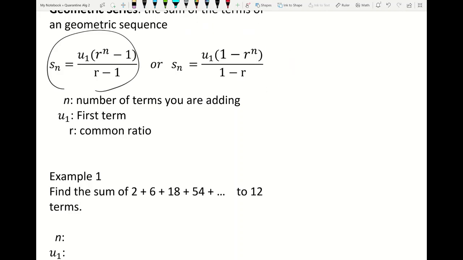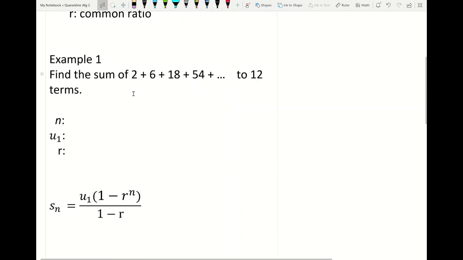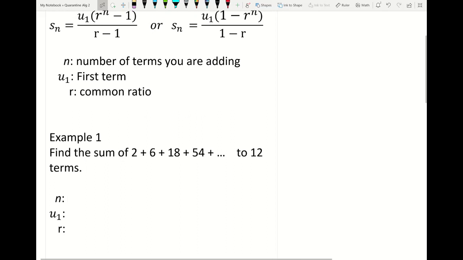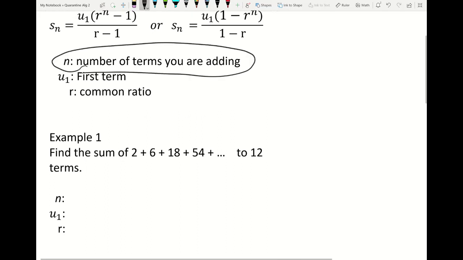So let's just dive into example number 1. First, for this question, we need to identify N, U1, and R. Now, can you tell me what N is? Let's go back right here. N is the number of terms you're adding. And in this case, we are adding 12 terms. So N is 12.